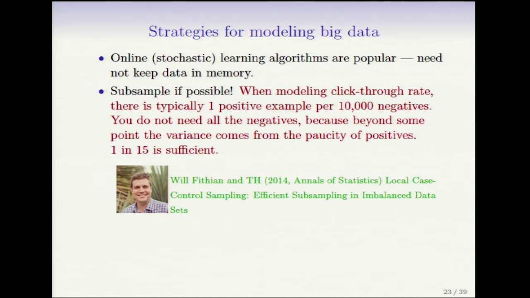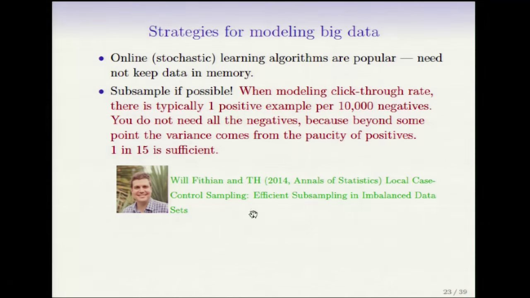So do you need to keep all the negative examples? Well, no. You don't need to keep them because beyond some point, the variance comes from the paucity of positives. So 1 in 15 is sufficient. So you can subsample heavily the negative examples. And one of my recent graduates, Will Fithian, who's now at University of California as assistant professor in statistics, and I wrote a paper in the Annals of Statistics called Local Case Control Sampling, Efficient Subsampling in Imbalanced Datasets. That's something that really works for that type of problem where you have a two-class problem, but it's very, very imbalanced.